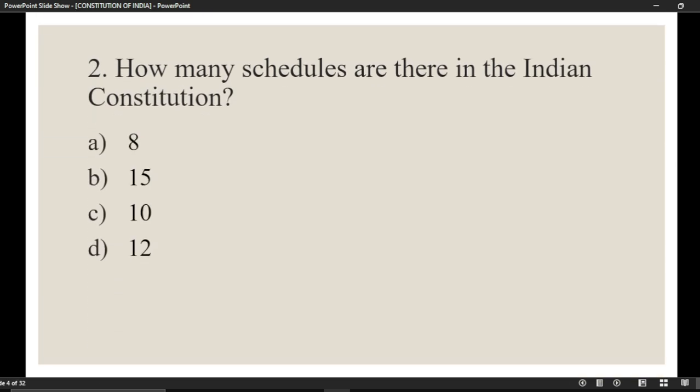The next question is, how many schedules are there in the Indian Constitution? So if we talk about the schedules, initially we had 8 schedules, but currently we have a total of 12 schedules. That means 4 schedules have been added later on by some of the amendments. So the correct answer is option number D.